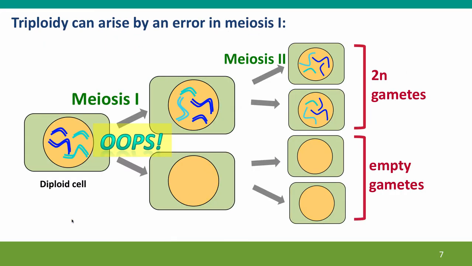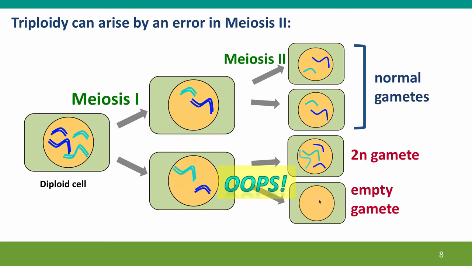Triploidy can also arise commonly by errors in meiosis, either in meiosis one. Here we can see, like the error in mitosis aborting, that all of the chromosomes have wound up in one cell. This would most often happen if something went wrong with one side of the spindle. Or it can arise by an error in meiosis two, where one of the gametes gets two sets of sister chromatids.